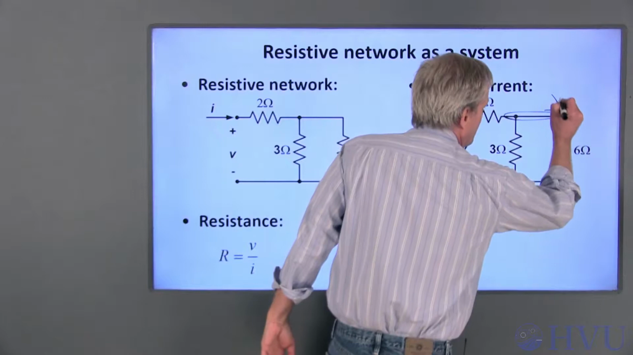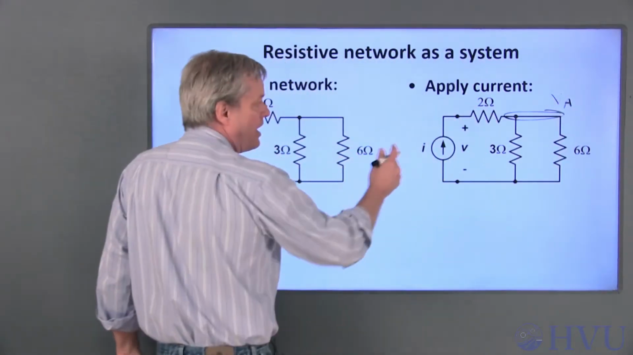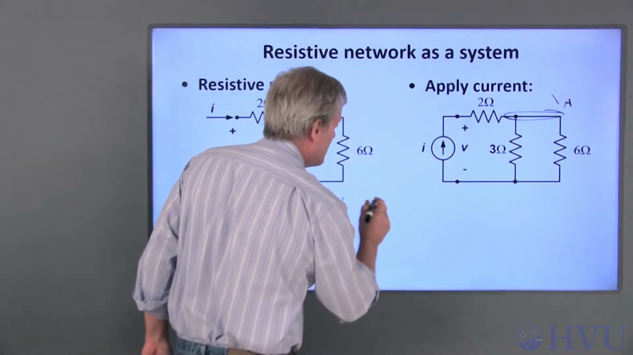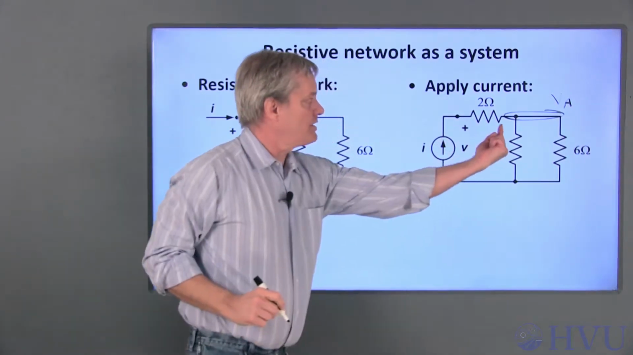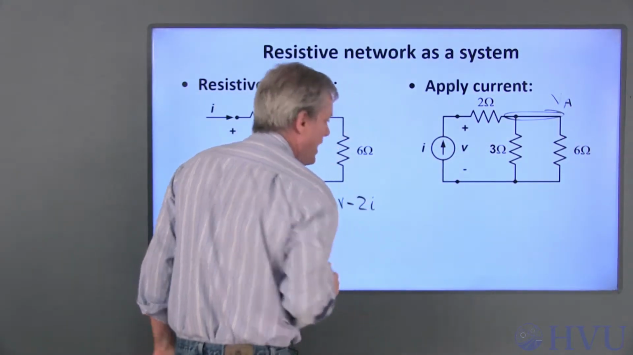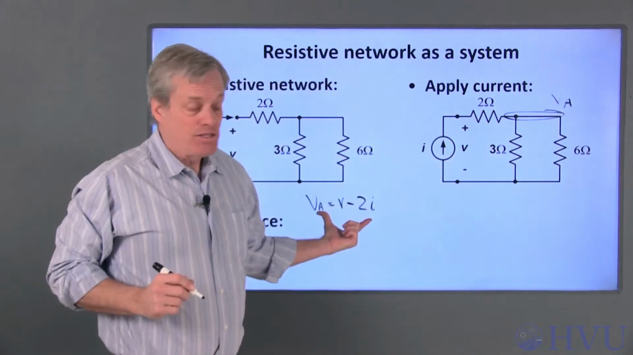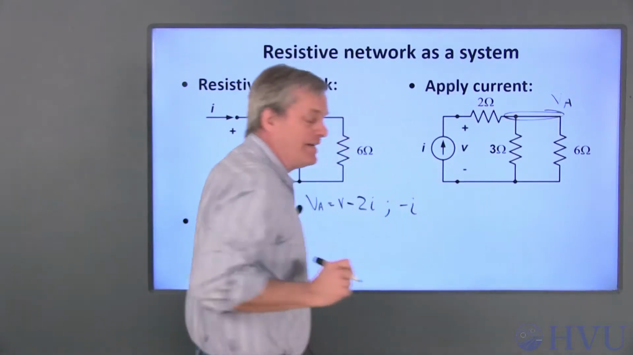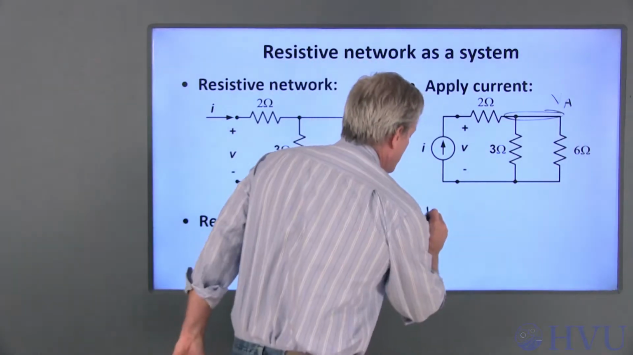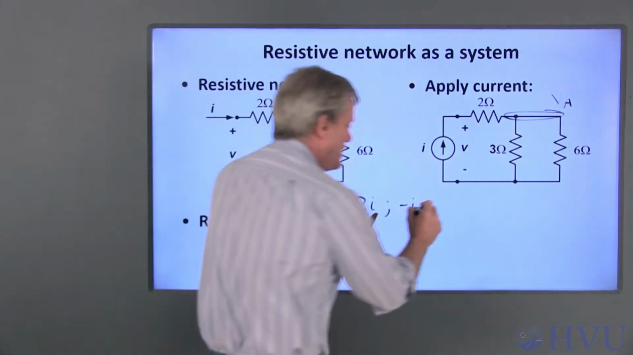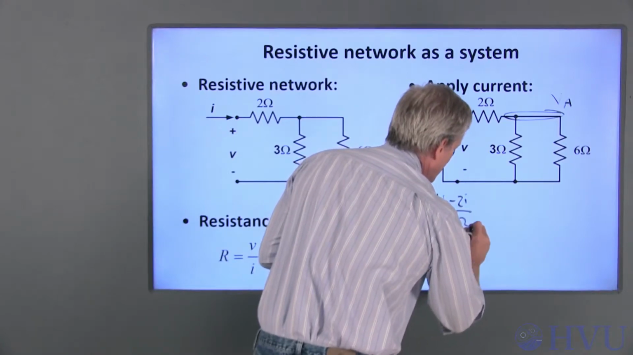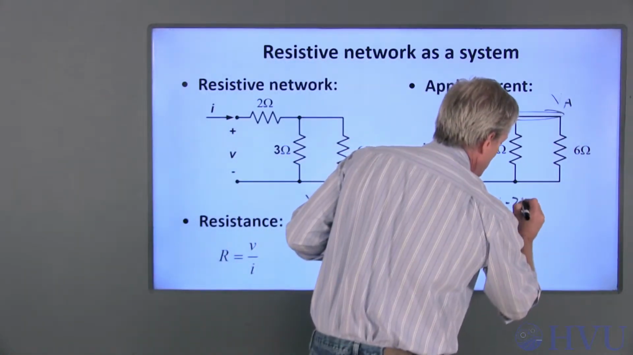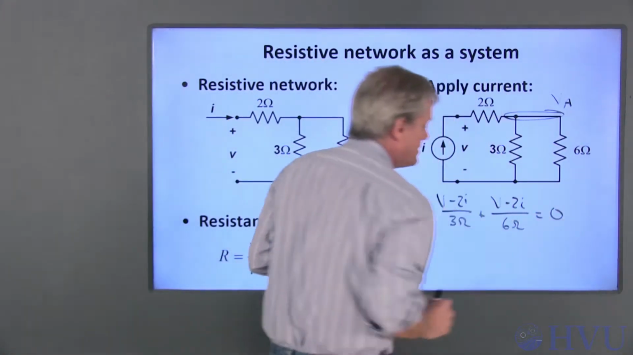If I call this a node voltage, VA, Ohm's law tells me that VA is equal to this voltage V minus the voltage difference across this resistor, which is 2 ohms times I. Now using this to write KCL at this terminal, the current going in here is I. I'll make that a negative contribution, plus this current, which is VA over 3, which is V minus 2I over 3 ohms, plus the current through the 6 ohm resistor, which is also VA, or V minus 2I over 6 ohms. That sums to 0.